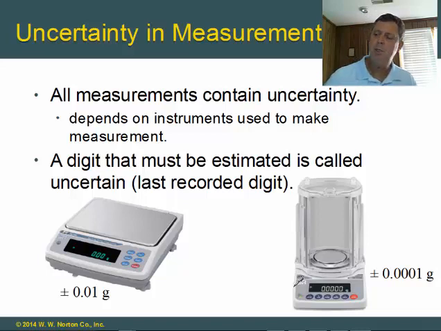Some scales are more precise than others. This shows two sets of scales. This one is precise to the nearest hundredth of a gram. This one is precise to the nearest 10,000th of a gram. So the scales that we use will determine how precisely or how accurately our measurements are being made.